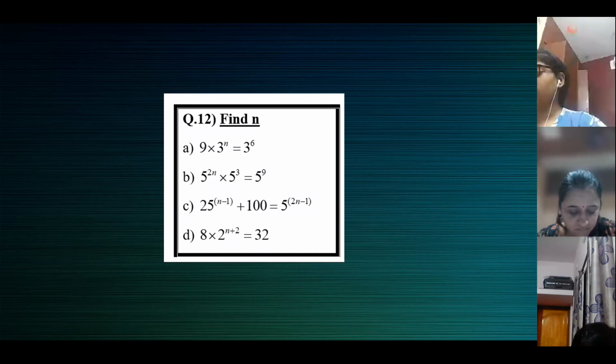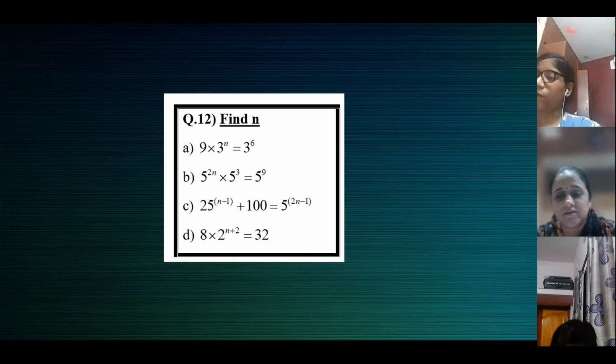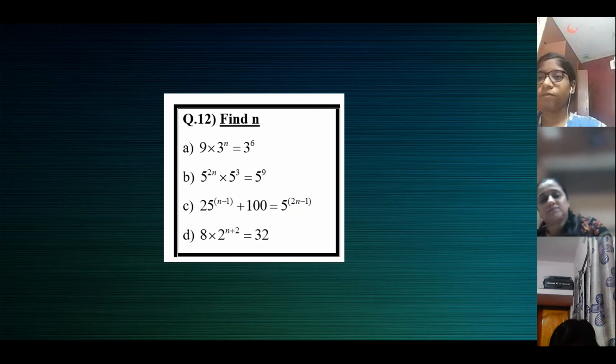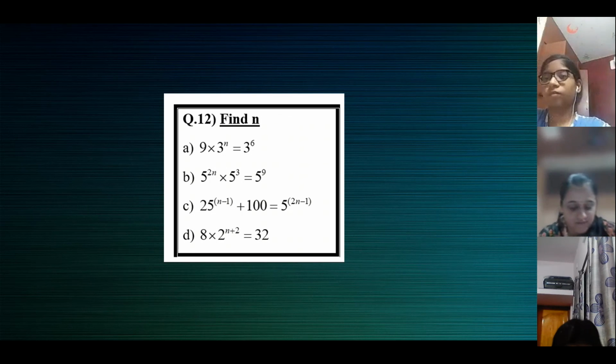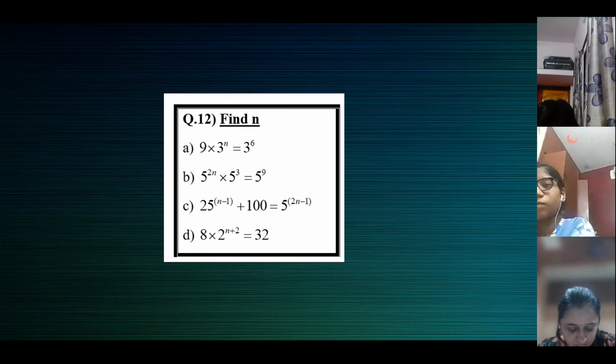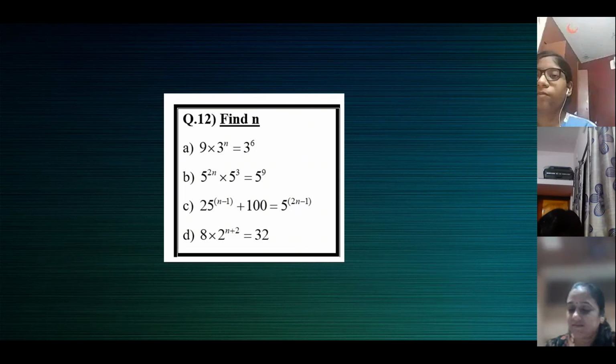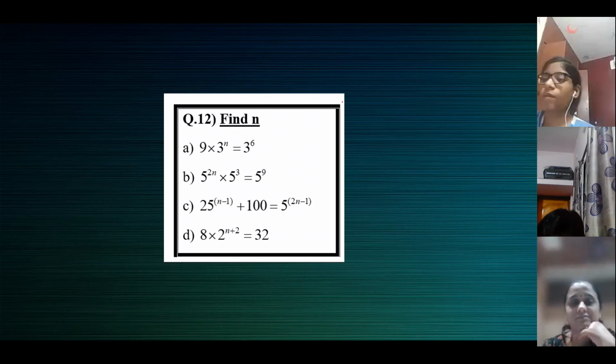I got n equals 4, ma'am. N is equal to 4, is it? Yes, ma'am, the first one. What about the other? Ma'am, I also got n is equal to 4. Ma'am, shall I say how I got it? Yes, tell me.